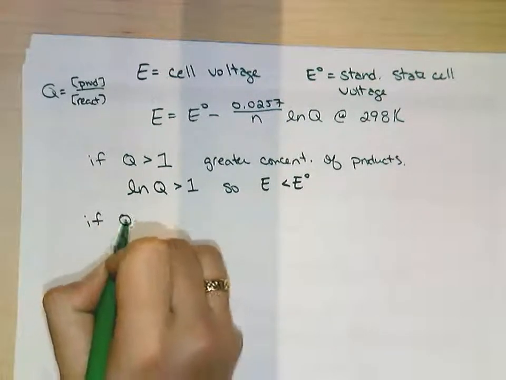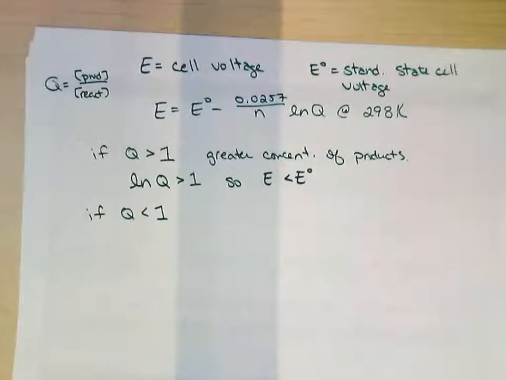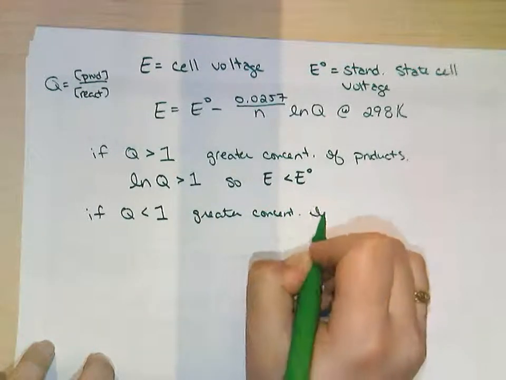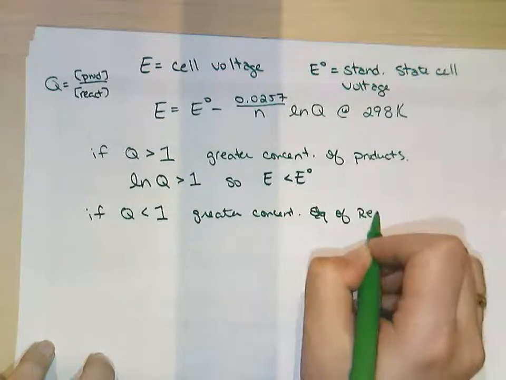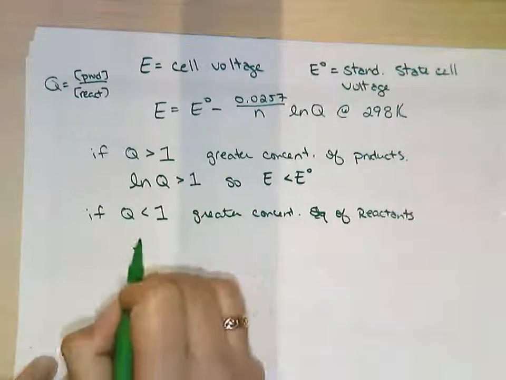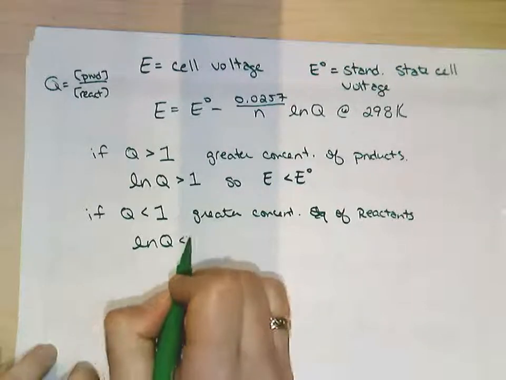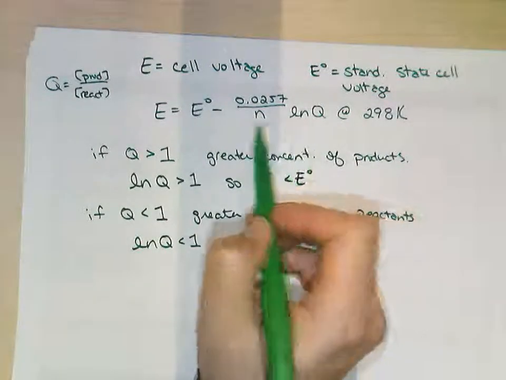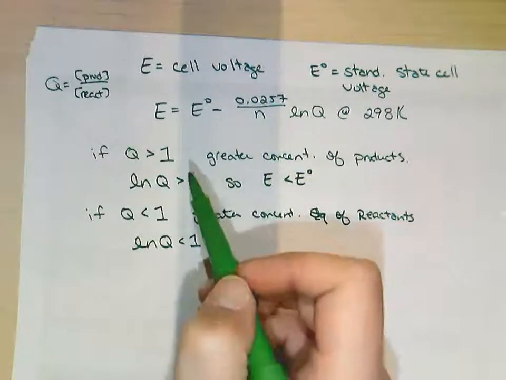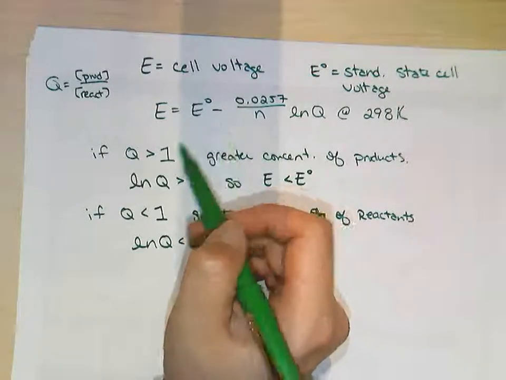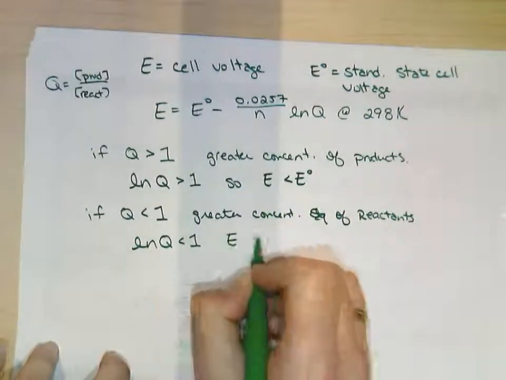All right, let's do the opposite case. If I have a Q less than 1, do I have more products or more reactants? So what's my natural log of Q value? Less than 1. So now I have a negative number times this. This side will be negative, but I'm subtracting a negative. So I'm really adding to it. So E is greater than E0.